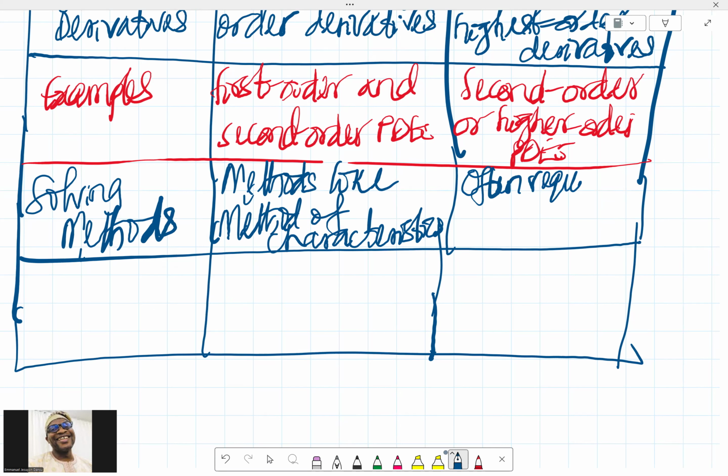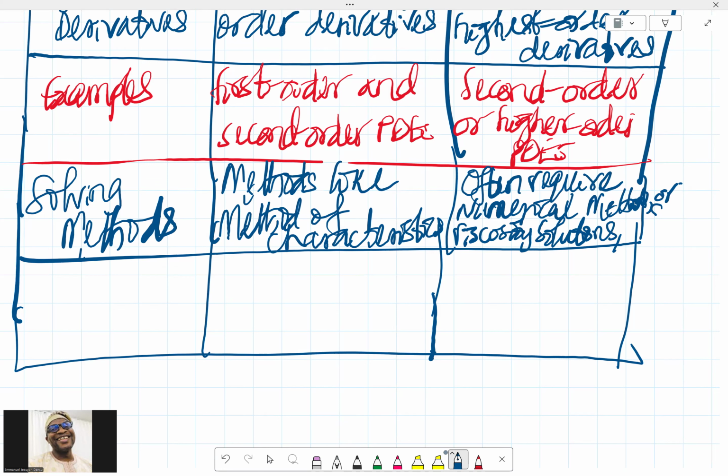require numerical methods, viscosity solutions, or even specialized techniques.